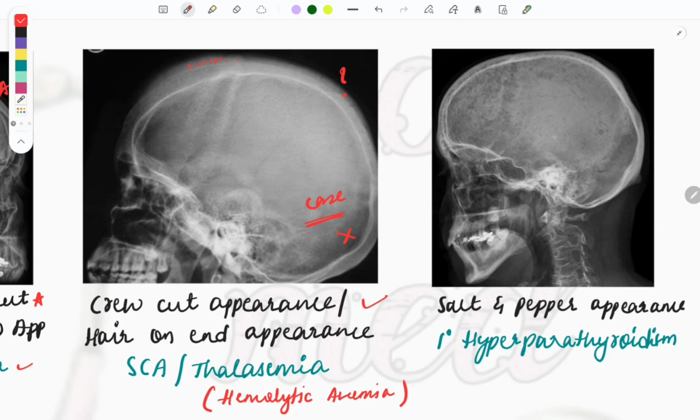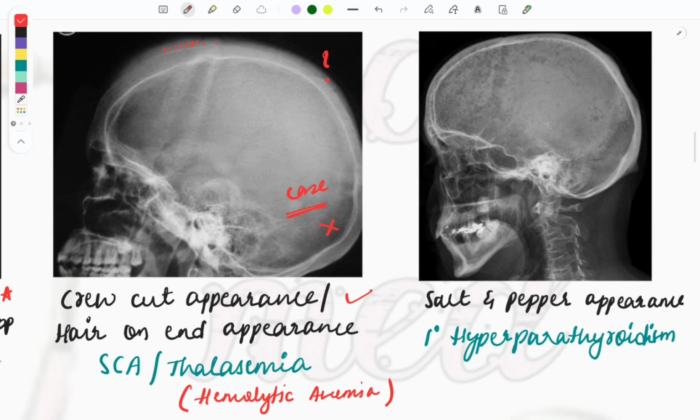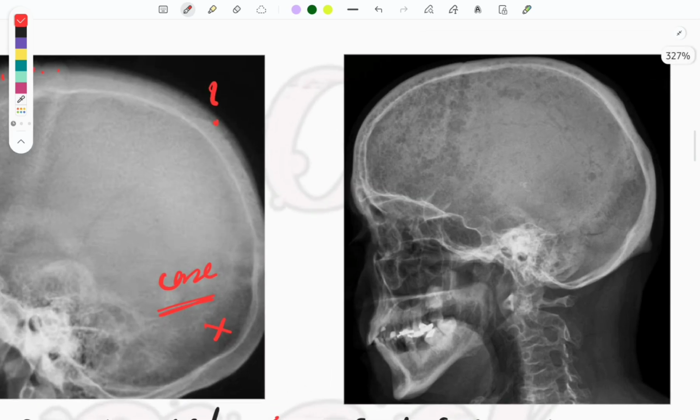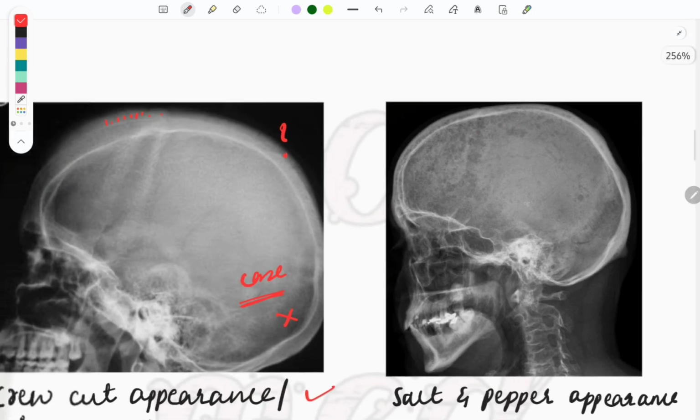Okay, then moving on to the next image, salt and pepper appearance, which is seen in case of primary hyperparathyroidism. You can appreciate here that the skull bone looks like a salt and pepper appearance.